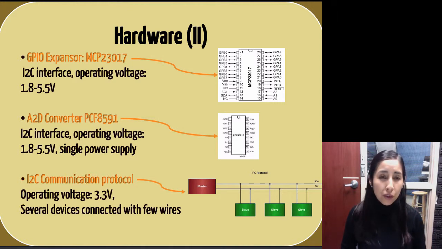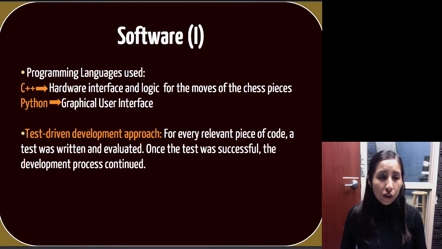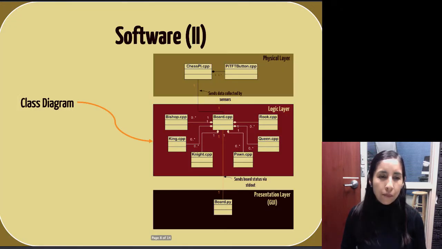The protocol of communication that we are using is I2C. We use I2C because it allows us to use few wires and to connect several devices. For software, we're using C++ to determine the logic of how the pieces should move and behave, and Python to create a graphical user interface. The test-driven development approach was used to write the software throughout the whole process.